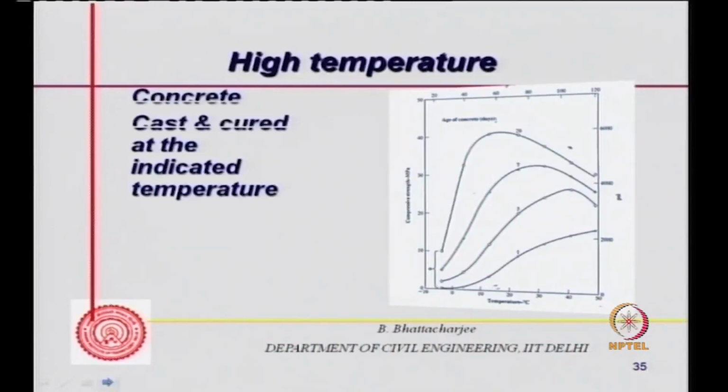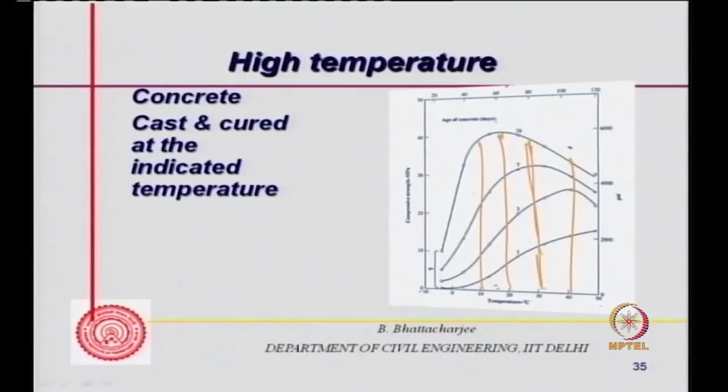What about temperature? Consider concrete cast and cured at the indicated temperature. Let us say the reference temperature is 30 degrees centigrade, with age on one axis, 1 day to 28 days. If you cure it at 10 degrees centigrade, strength is here; at 20 degrees, strength is here; at 30 degrees, strength is reduced; at 40 degrees, strength is reduced. So if you look at 28 days strength, curing at 40 degrees gives less strength than curing at somewhere around 20, 22, 23 degrees. Similarly for 3 days strength and so on.